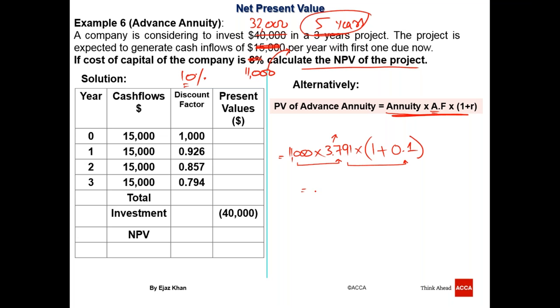45,871. And then we'll just subtract 32,000 from it. So it will be $13,871.